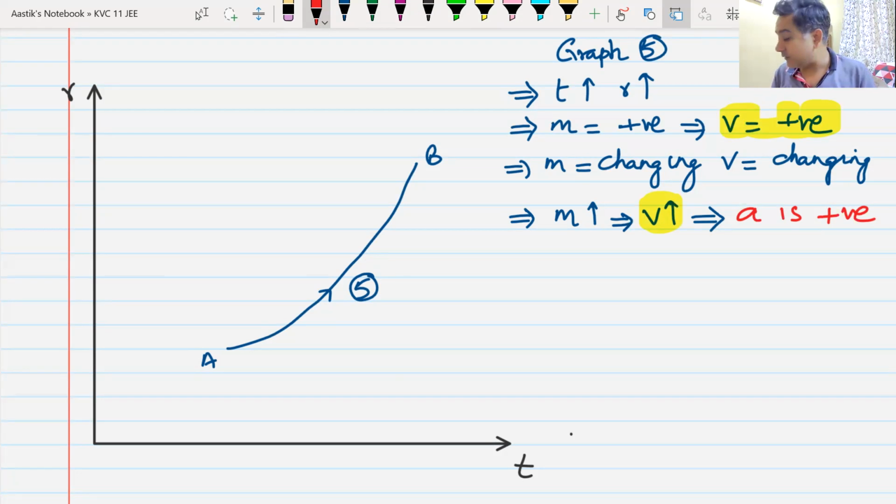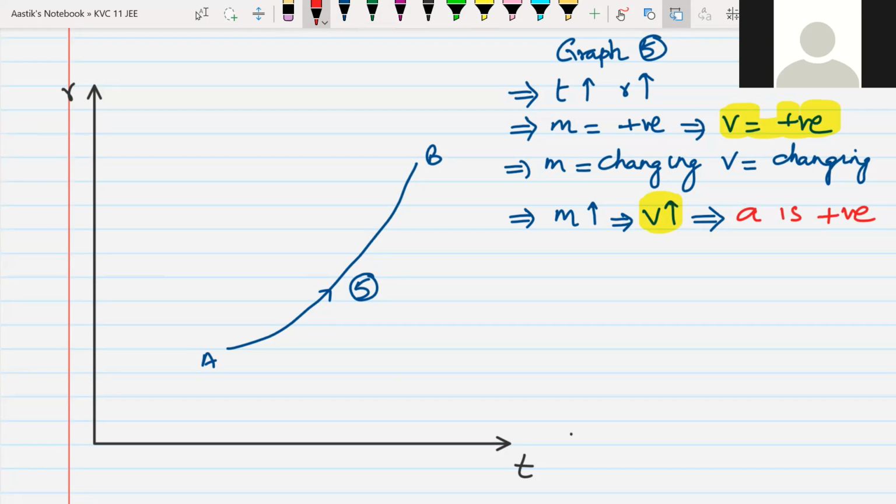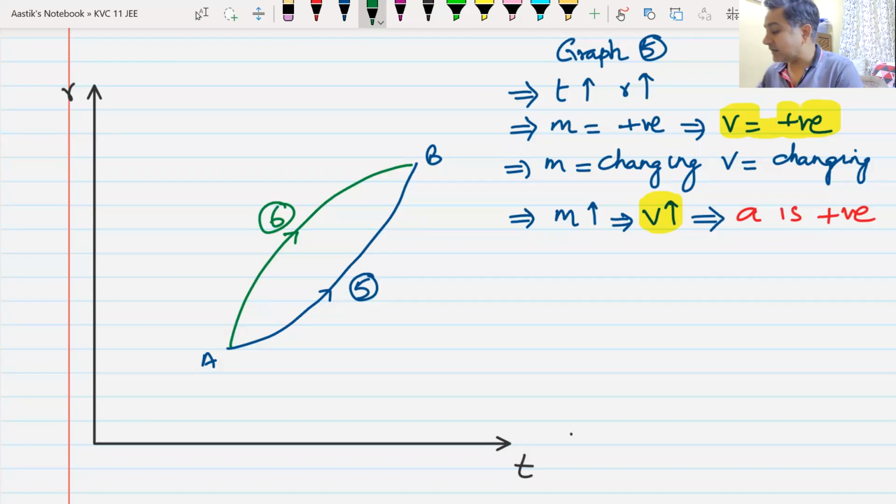This is graph number 5. You'll have one minute to note it down. Do it fast. Noted it down? Comes graph number 6. Tell me quickly about graph number 6.